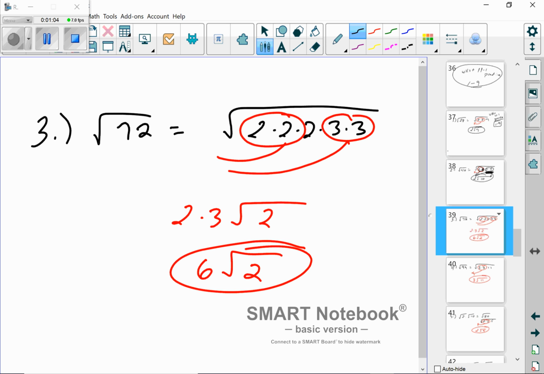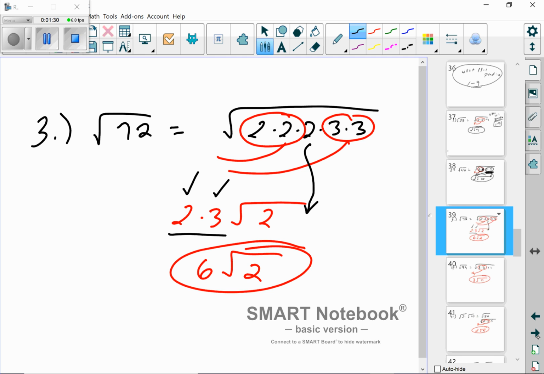Number 3, square root of 72. My factor tree was 2 times 2 times 2 times 3 times 3. You have a pair of 2's, so one 2. Pair of 3's, so one 3. 2 times 3 makes 6. There is a square root of 2 that stays under the radical sign. So I got 6 square root of 2 there.